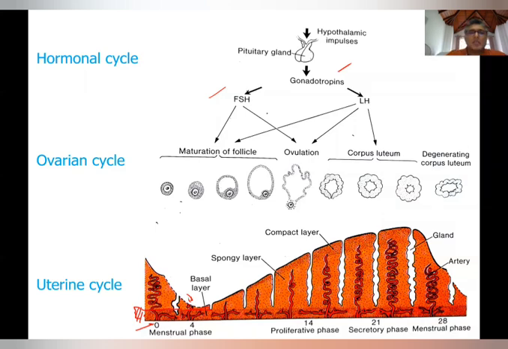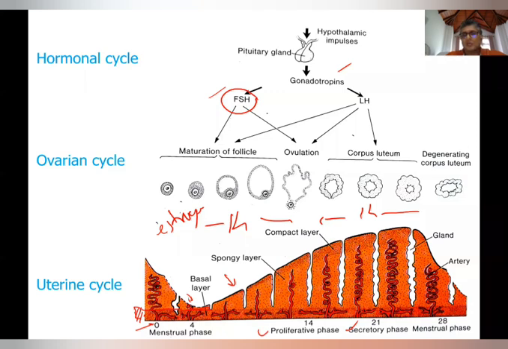Now what happens is under the influence of FSH, during the first 14 days here, we discussed that it produces estrogen. Under the influence of estrogen, the endometrium of the uterus undergoes proliferation, multiplication of blood vessels, multiplication of glands and all that. Then the second 14 days, under the influence of progesterone, the glands start secreting. So that is called the secretory phase. You can see here, proliferative phase and secretory phase, 2 phases.